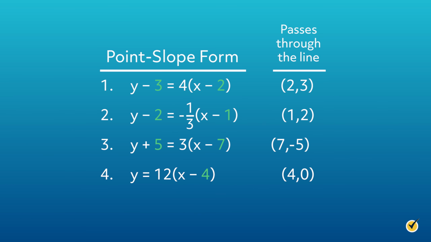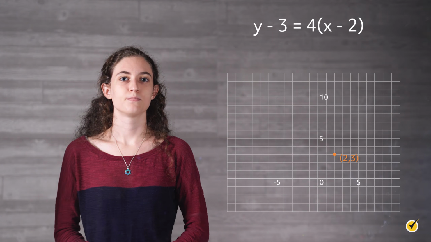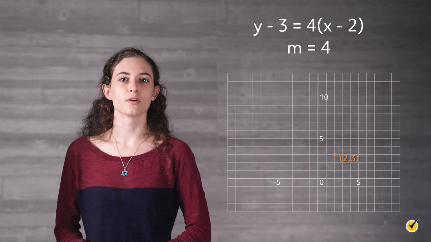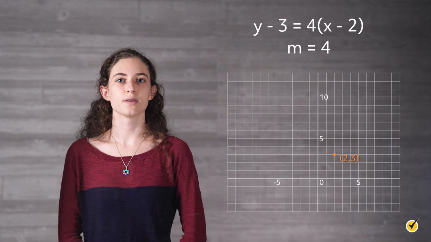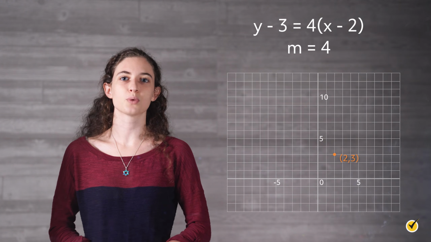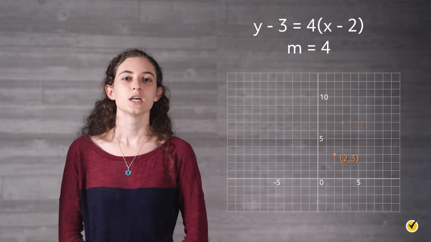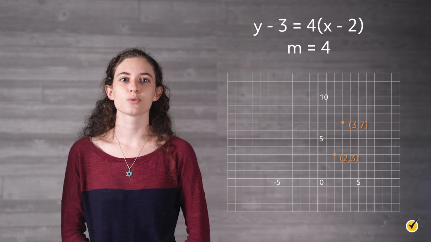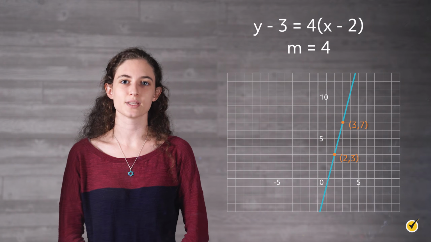Okay, let's go over 2 more examples. Graph the following equation: y minus 3 equals 4 times x minus 2. Identify and plot the first point, 2, 3. Slope is m equals 4. This value can be represented by the equivalent fraction 4 over 1. This slope translates to a rise of up 4 and a run of right 1. This brings you to another point on the graph, 3, 7. The line can then be graphed extending through these 2 points.